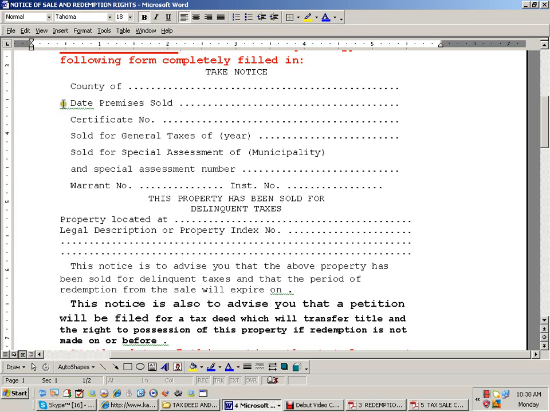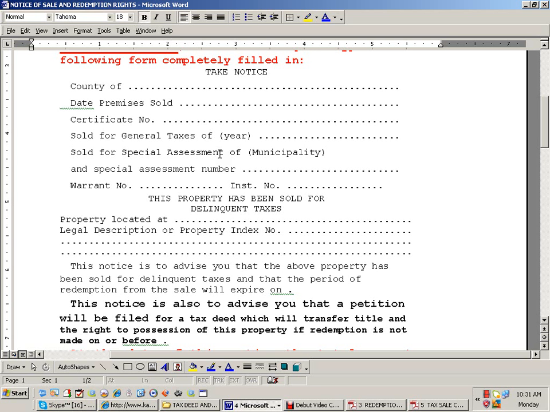And it would have the county, the date sold, the certificate, sold for general taxes. Now they're specific. Right now it says general taxes. It doesn't say property taxes. General taxes, special assessments for the municipality, the township, city, village. The warrant number. Instrument number. You said you found something you think that instrument number pertained to earlier today? I think instrument related to the address. That's what I thought, site address or something. I'm not sure it's instrument number. Maybe it's installment. This property has been sold for delinquent taxes, where it's located.